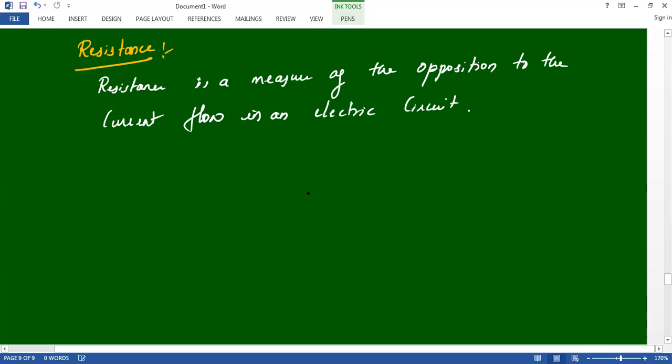Here, resistance is measured in terms of ohms. It is represented as ohm, which is the Greek letter omega. Resistance is the measure of opposition to the current flow in an electric circuit. This is the definition of resistance. Let us move on to the next one, that is transmittance. Question number 20.